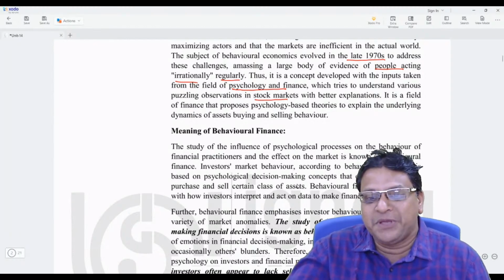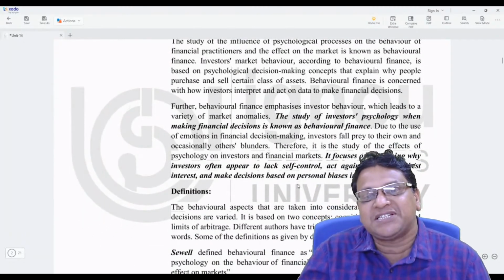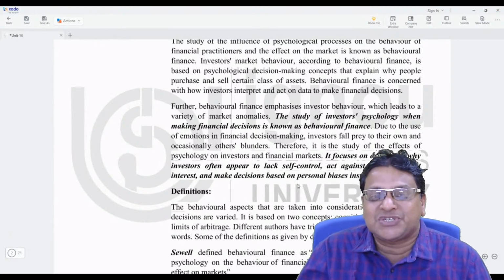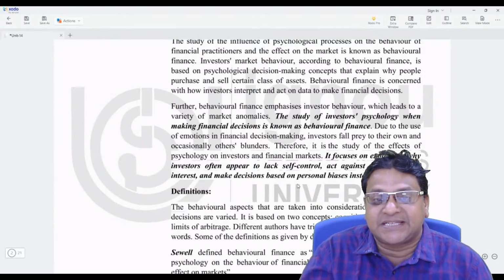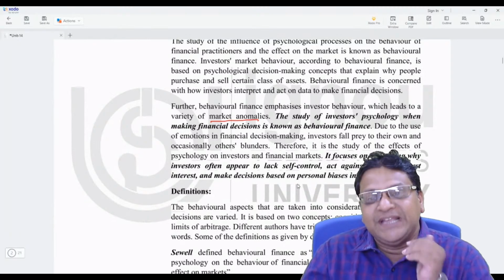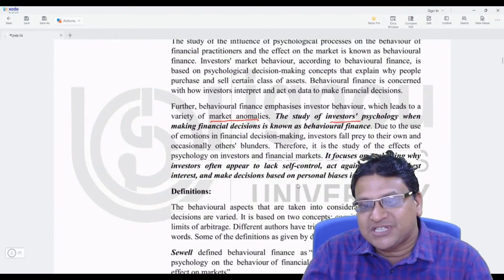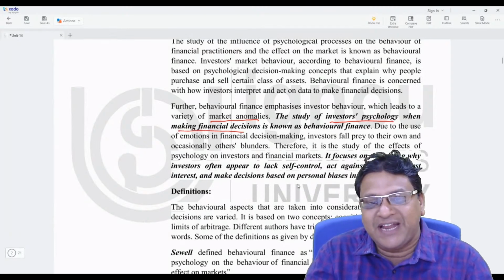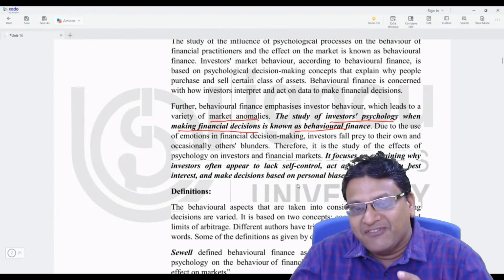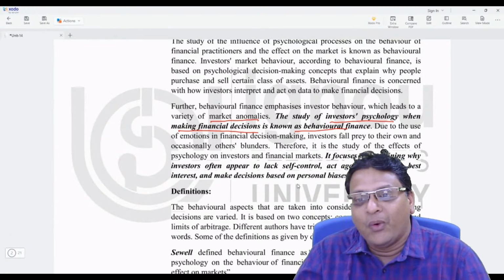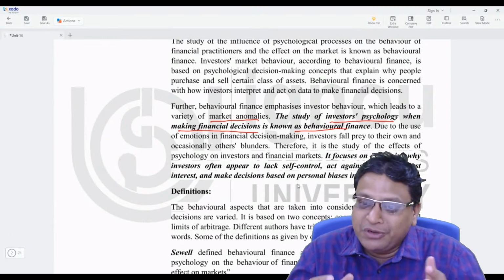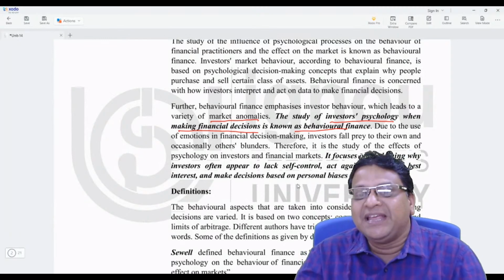So what is the meaning of behavioral finance? What do you mean by behavioral finance? So behavioral finance emphasizes investor behavior which leads to a variety of market anomalies. So behavioral finance hovers around market anomalies. The study of investor psychology when they make financial decisions is known as behavioral finance. While the investor takes financial decisions, what is going on in their mind, that is known as behavioral finance. So we will study the investor's mind in behavioral finance.